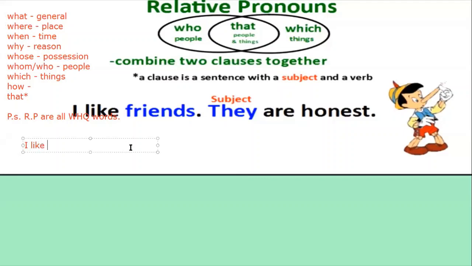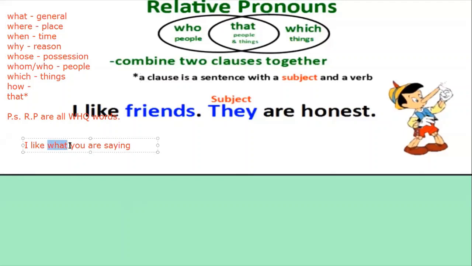I like what you are saying. All right. Now take a look at here. When I say what you are saying, what am I referring to exactly? Like, it looks like I'm referring to the general situation. So that's what I use what for.